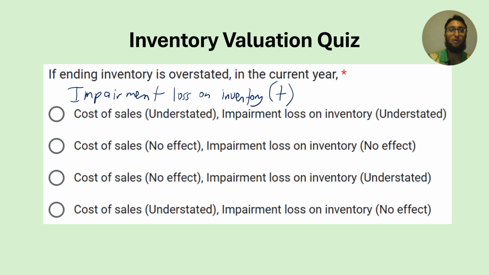There is no effect on cost of sales because the business is not selling any of these goods at this point in time. Therefore, for cost of sales, there's no effect, but impairment loss, there will be an understatement in the expense account. Consequently, there will be an overstatement in the profit for the year account.